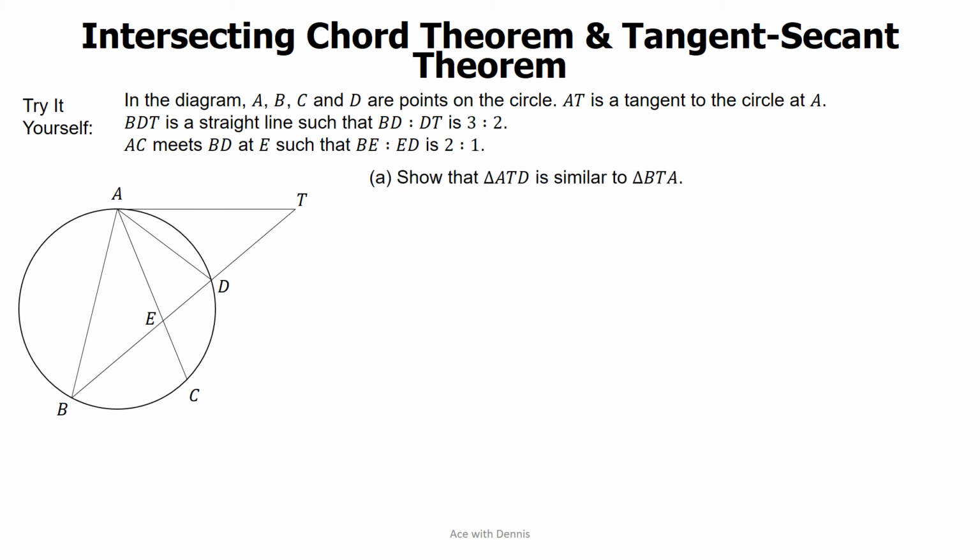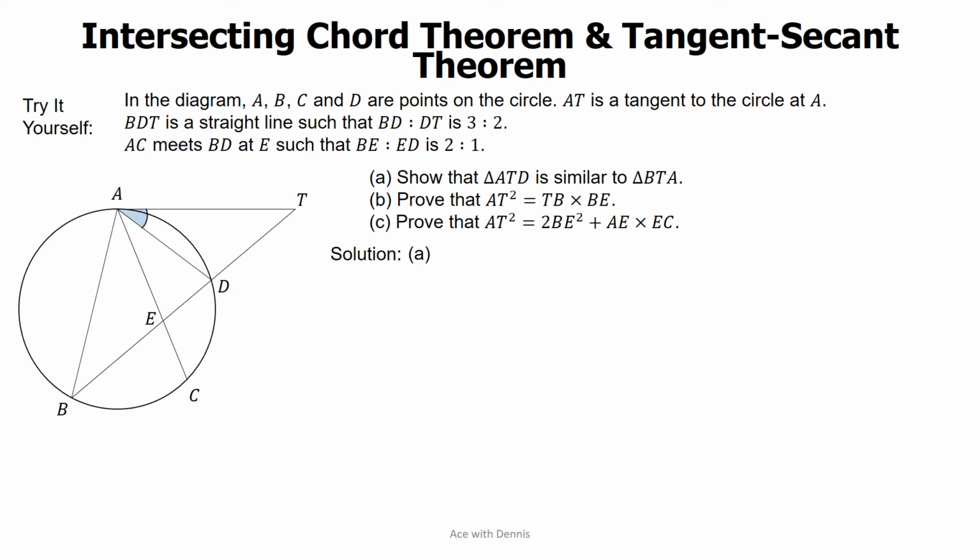A. Show that triangle ATD is similar to triangle BTA. B. Prove that AT squared equals TB times BE. C. Prove that AT squared equals 2BE squared plus AE times EC. You can pause the video and try to solve it yourself. Okay, now let's discuss the solution.